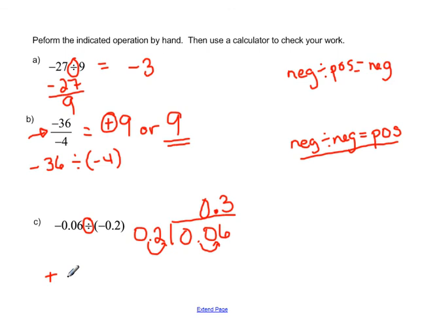And remember, we already said that it was going to be positive, so we can write our final answer 0.3, but really the better way of doing that, of course, is just to write 0.3, keeping that 0 out in front to remind us that that decimal point is there, just so it doesn't get confused and people think that it's a 3. So let's do our check real quick on our calculator.